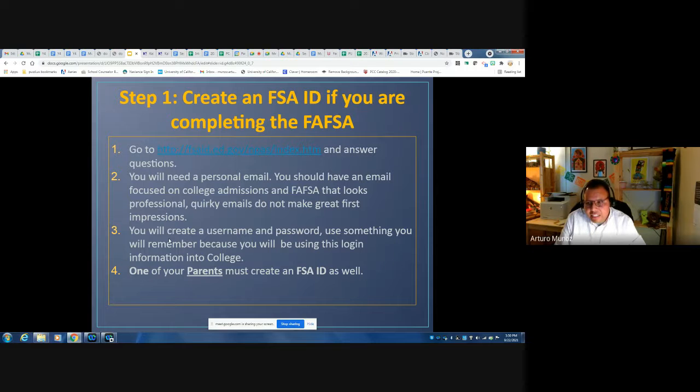If your parent is undocumented, there is a possible way for you to still sign. That's a form that will come once you finish the FAFSA. But if your parents are citizens or residents as well, you must do the FSA ID.